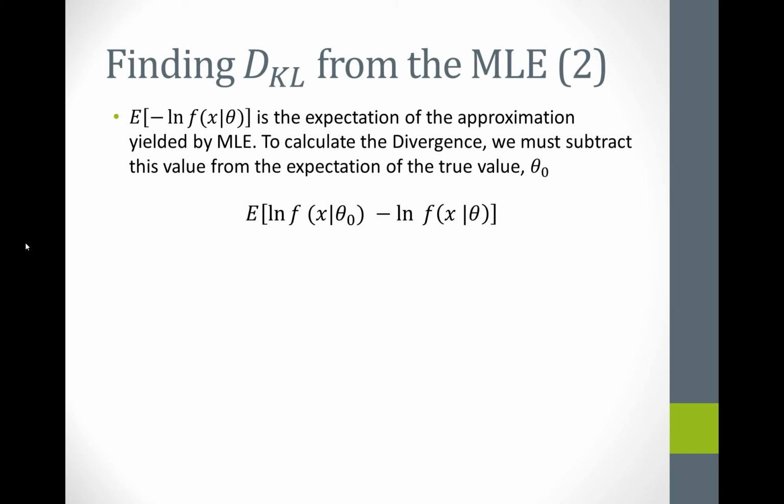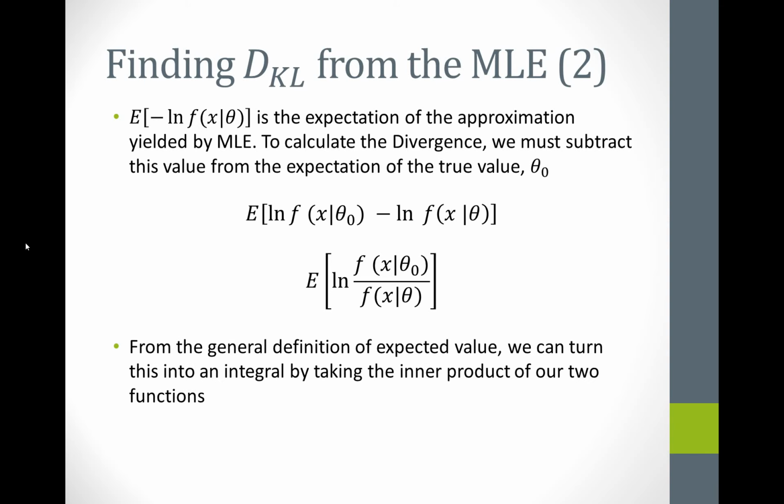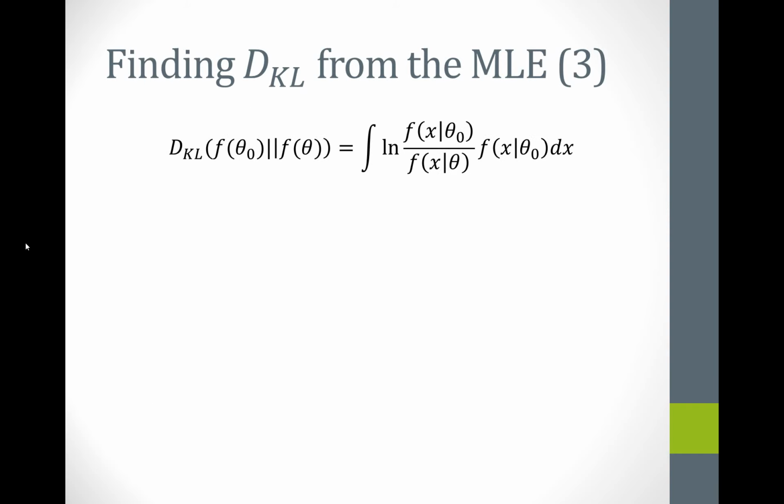So what we can do from this point is apply the basic logarithm property that the subtraction of 2 logs is actually just the division within the logarithm. And then from here, we can apply the general definition of expected value. Since these 2 functions are based off of each other, we can take the inner product of the 2 to rewrite this expectation value as an integral. And this looks really familiar, and that's because this is the exact definition of the KL divergence, just written slightly differently. So we found the KL divergence from MLE.